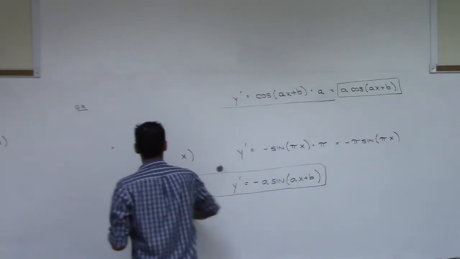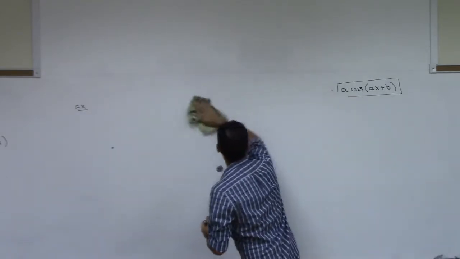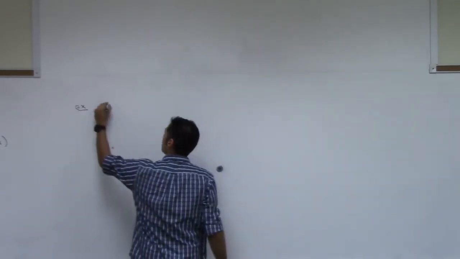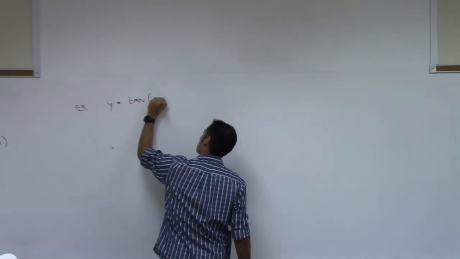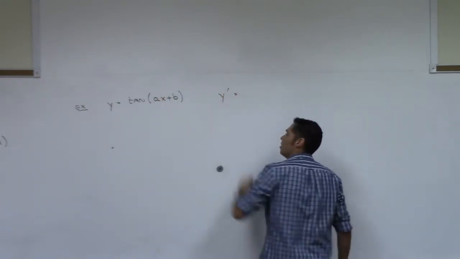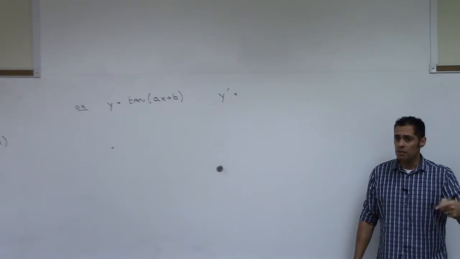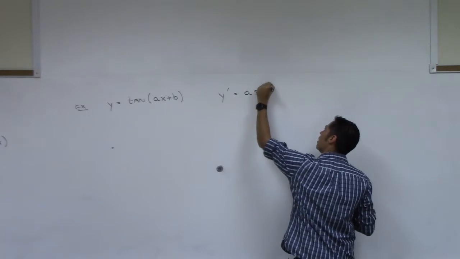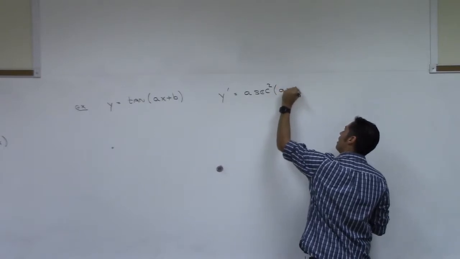All right, so we do sine, cosine. Let's go to tangent next. So first we need to know what the derivative of tangent is. What is the derivative of tangent? Secant squared. So if y is equal to tangent of some linear expression, then the derivative of this should be secant squared of that linear expression, right? Times a. So that a is going to pop out. Secant squared of what? The linear expression, ax plus b.